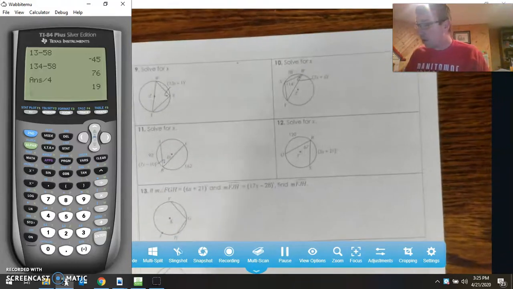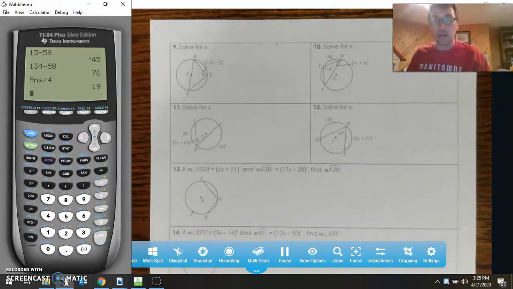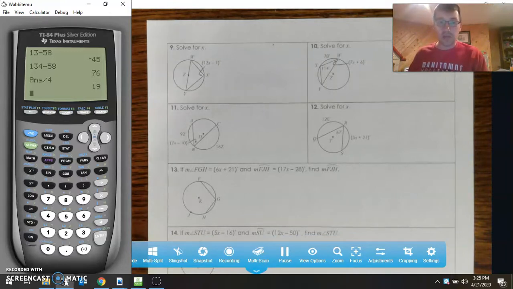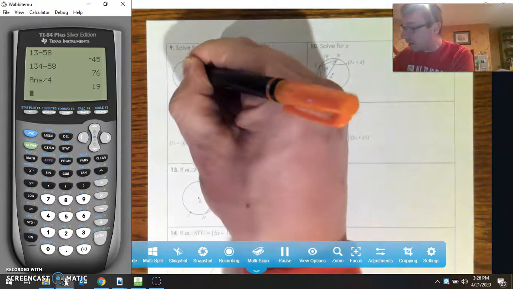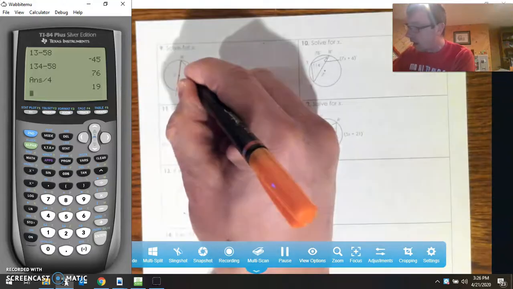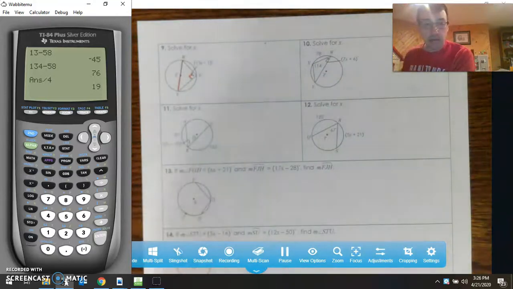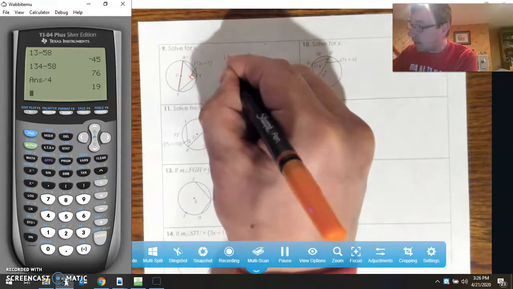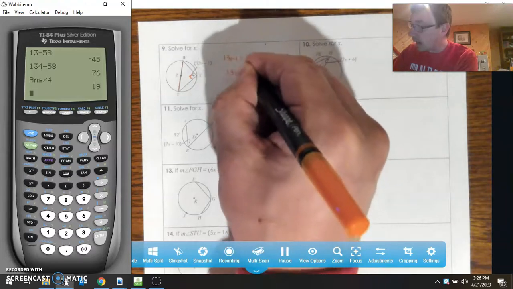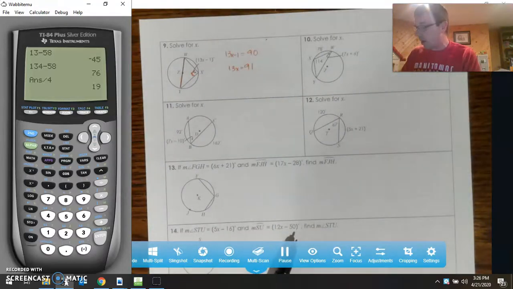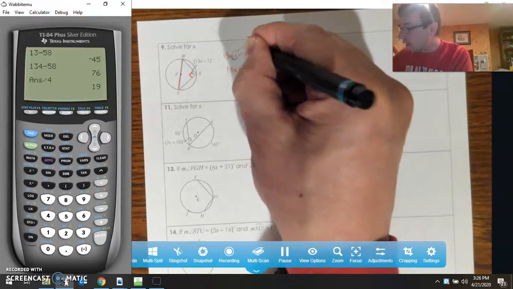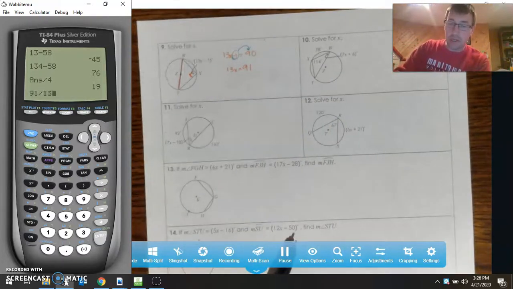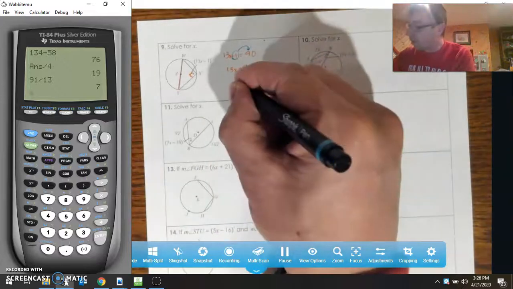Okay? Now, if we take a look at number 9, they're going to be a little bit more difficult here. Now, number 9 says, what's the value of x? Well, since this is a diameter, I know this is going to be 90 degrees. So 13x minus 1 will equal 90. 13x will equal 91 because, again, we're going to move the 1 to the other side. 91 divided by 13 is going to be 7.